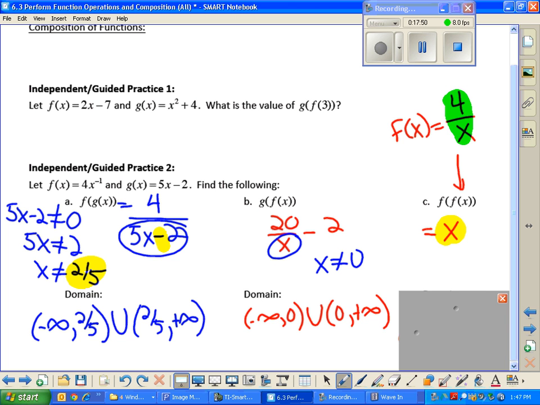Oh, okay, I can clarify that in 2 seconds. So you know that this function was 4x to the negative first, right? You're not allowed to have negative exponents, Megan. So we use our upstairs downstairs rule. 4 is raised to the first power. And then if I want to make x to the negative first positive, move it to the bottom. So 4 over x. Make sense? Okay. So yeah, that's where that came from.